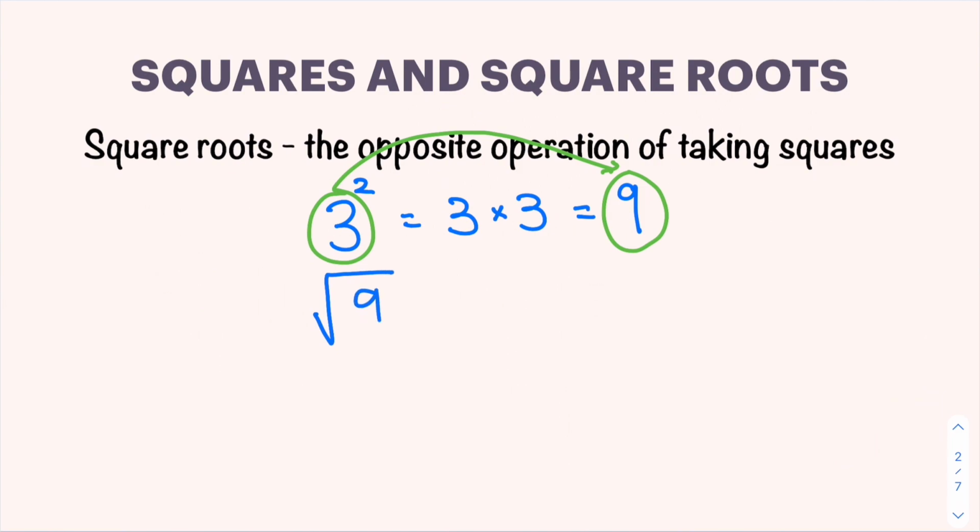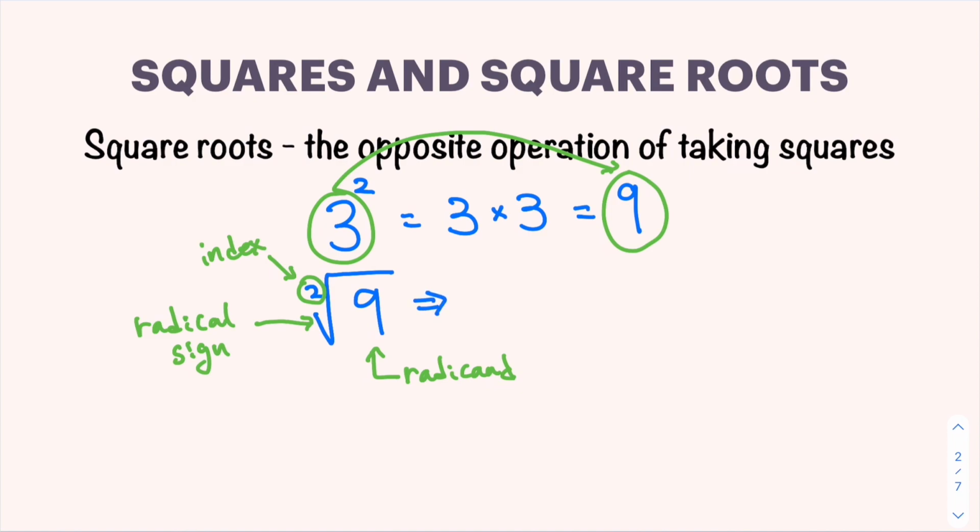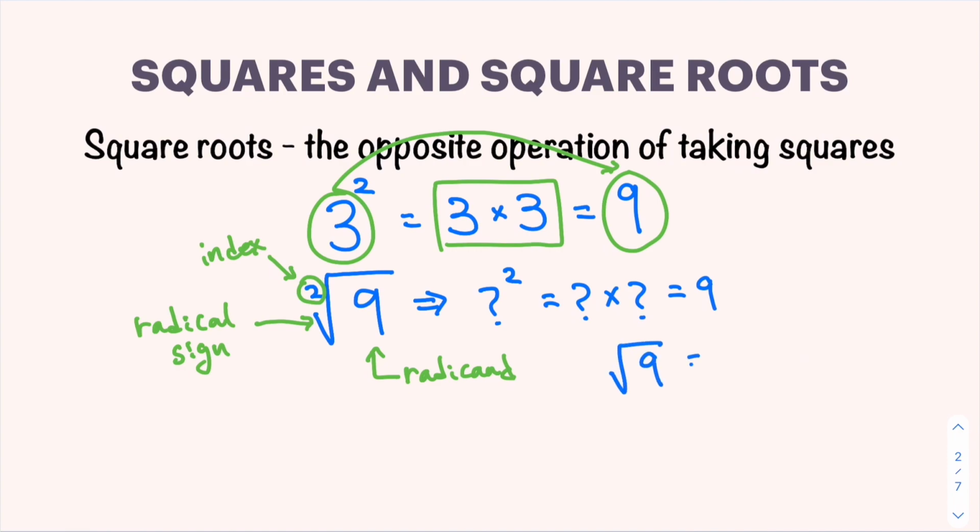Square root, on the other hand, just for your info, this sign is called the radical sign. The number under the radical is called the radicand, and that 2 is called the index. We're taking a square root, that's why that number is 2. When you take the square root of the number 9, it is asking what number, when you take the square of it, meaning you're multiplying that same number by itself twice, gives you 9. What is that number? Well, as you can see from above, 3 times 3, 3 squared, is 9. So we know that the square root of 9 is 3.